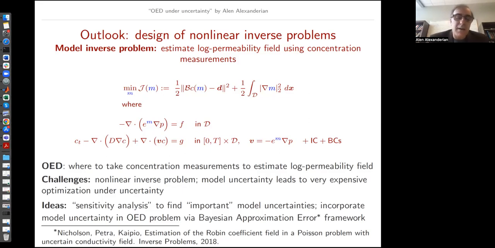Can I ask you one question? Yes, please. Regarding the functional that you're minimizing there, the penalization is understood as a Tikhonov penalization, or do you have in mind some prior for the parameter m that gives this? Yeah, it's a good question. Here I just stated the deterministic version of it. So that's just a deterministic inverse problem.